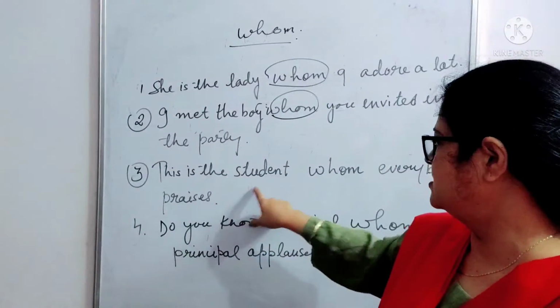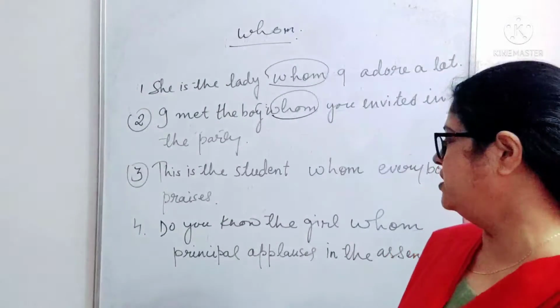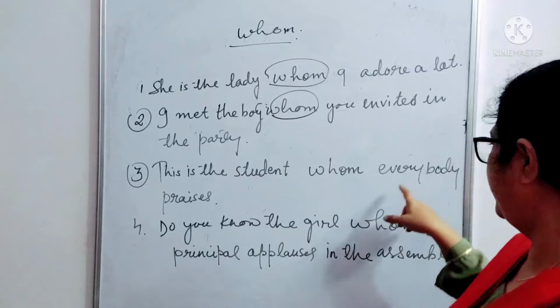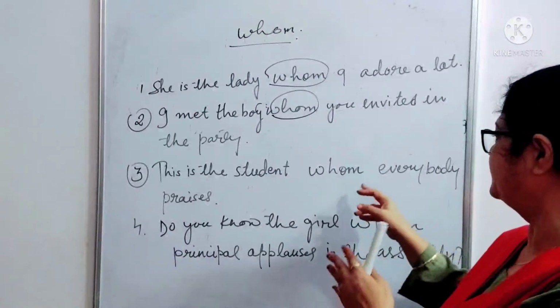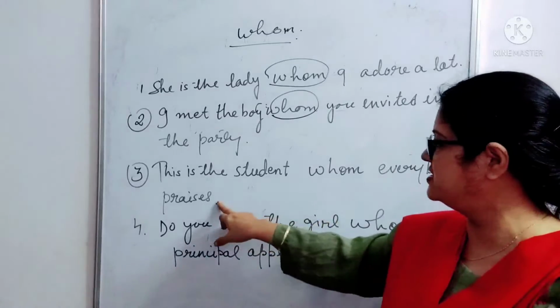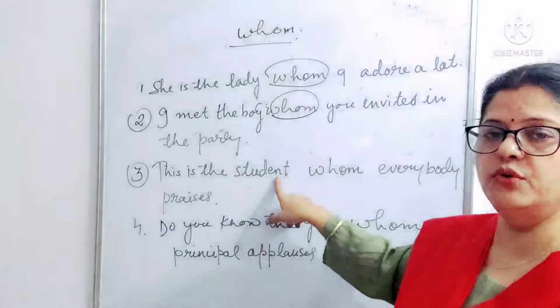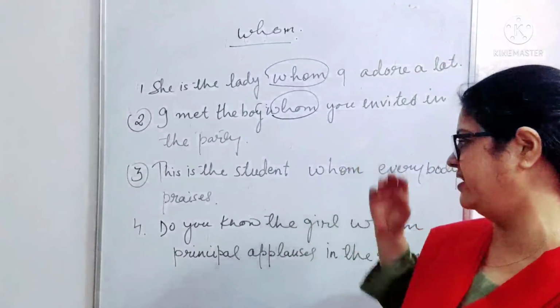Same way, this is the student whom everybody praises. So here again we see that student is not the subject, but everybody is the subject. Everybody is doing the work of praising. So everybody is praising whom? This student. So whom is replacing this noun. Okay. So that is why it has been used as an object in the sentence.